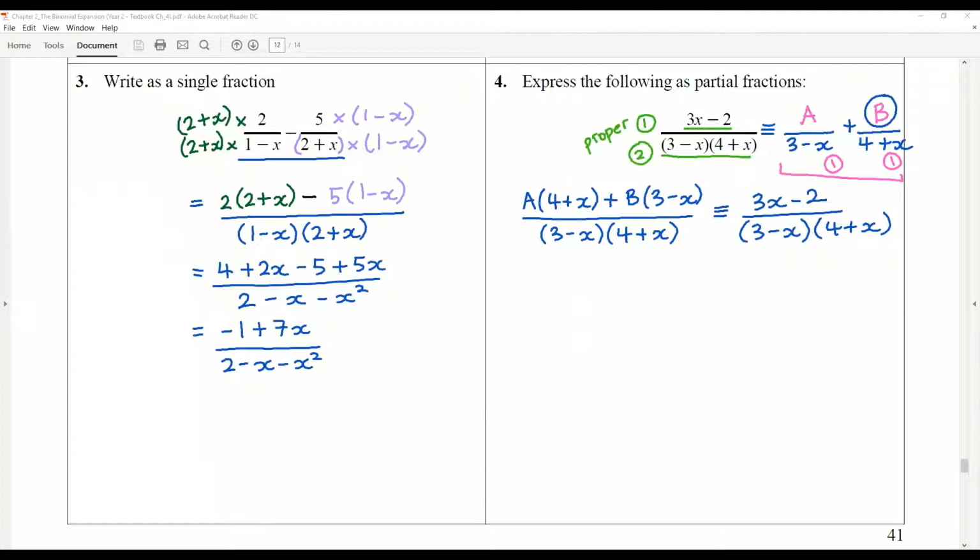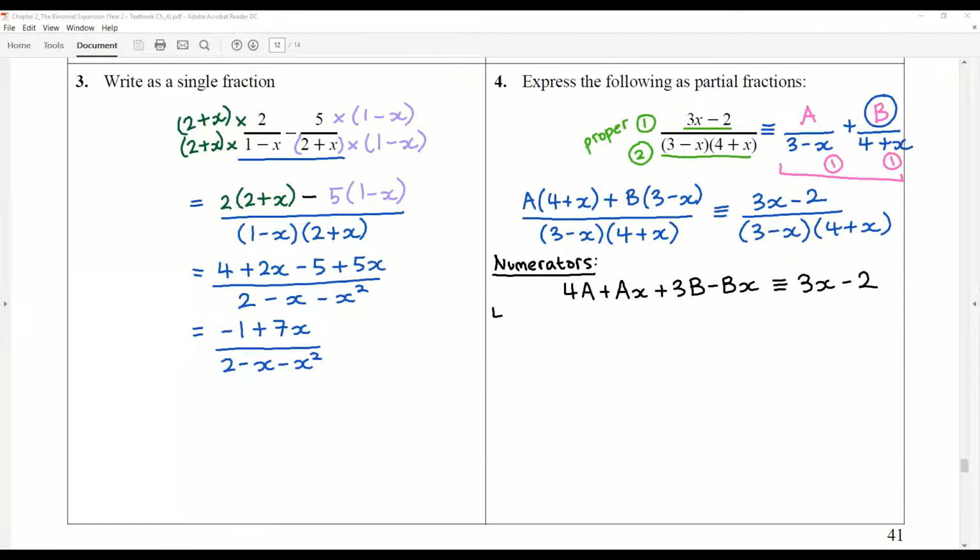It's up to you how we proceed. If we equate coefficients in the numerator, we should be able to get our A and B. So let's multiply out. Looking at the numerators, we're going to have 4A plus Ax, multiplying out, plus 3B minus Bx, or subtract Bx, is absolutely identical to 3x subtract 2.